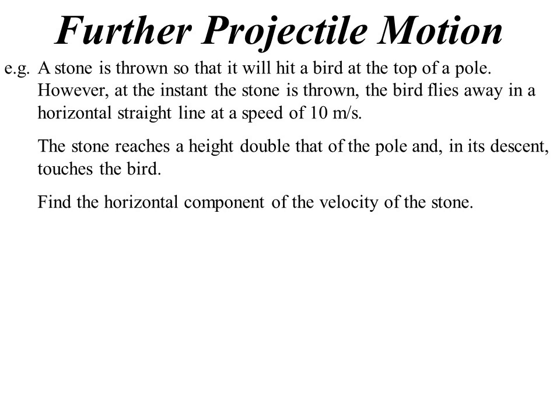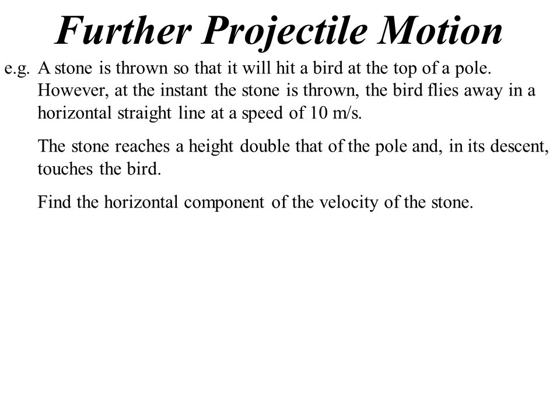However, the instant the stone is thrown, the bird flies away because it sees, hey, you're trying to hit me with that stone. Starts flying. But it's a stupid bird. It flies away horizontally in a straight line at a speed of 10 metres per second. The stone reaches a height double of the pole, and then as it comes down, it hits the bird anyway. Find the horizontal component of the velocity of the stone.